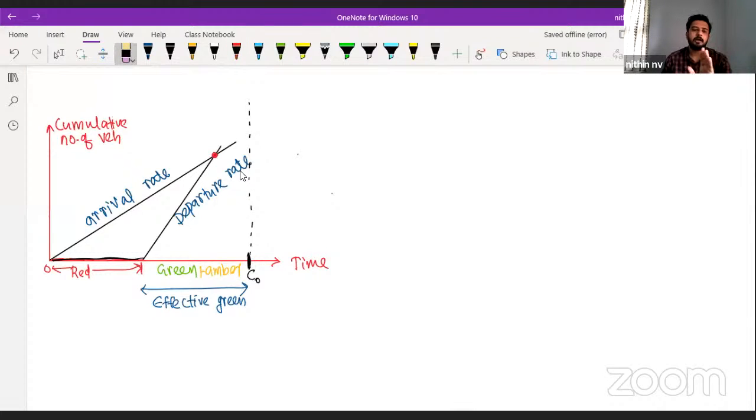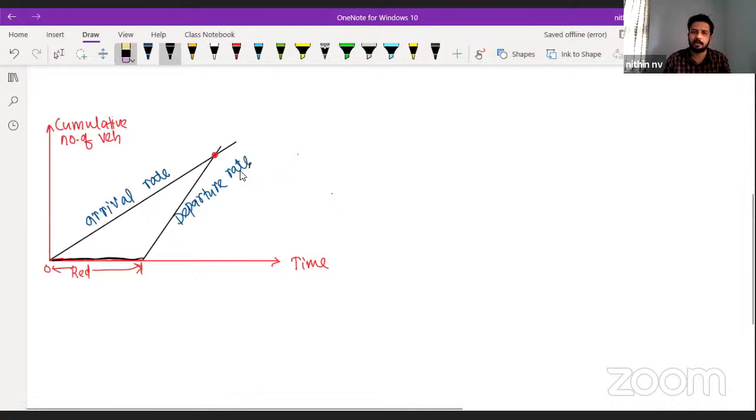Simply remember these things: this intersecting point can be before C naught, on C naught, or after C naught. Generally, according to Webster's method, we design by taking the intersection point on C naught. So for simplicity, this is what they will most probably give. If not, no problem; wherever it is, we can calculate using the same method. As of now, I am taking this value as C naught.